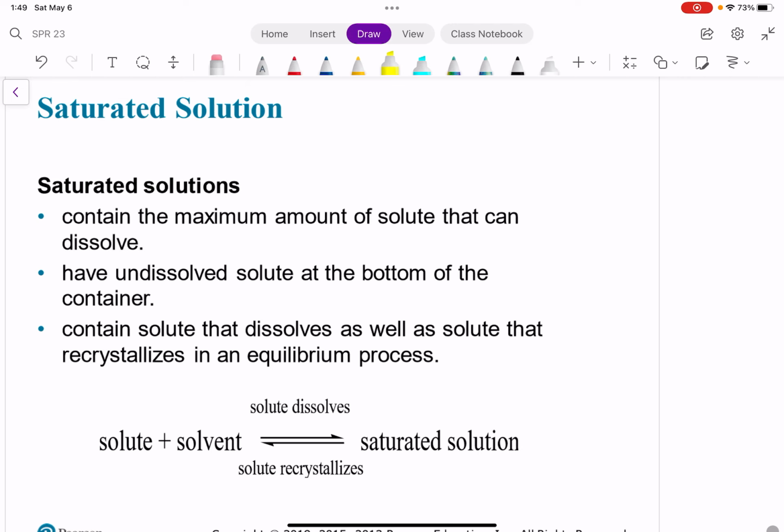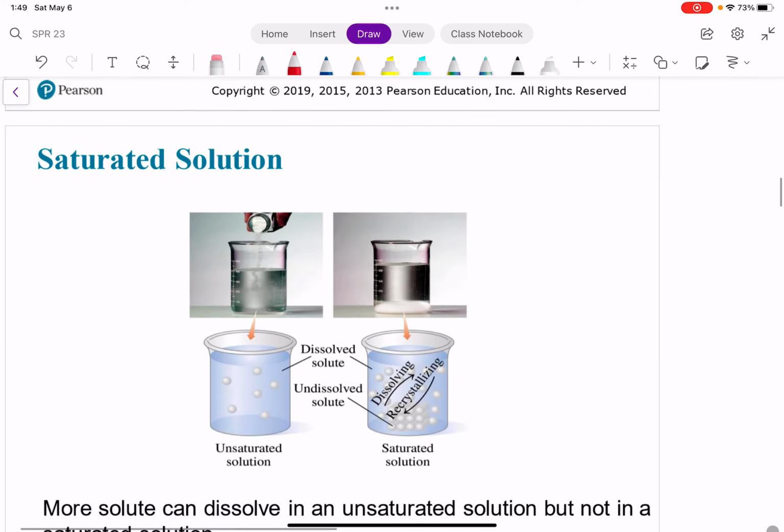Okay, and saturated solutions contain solute that dissolves as well as solute that recrystallizes in something called an equilibrium process. We haven't learned about equilibrium yet. We will in the future. For now, you can just think of it like we have in the beginning our solute and our solvent, right? And some of that solute is going to dissolve, but it's a saturated solution. So we're going to reach saturation, and then some of that solute is going to recrystallize because it's already reached that saturation point. It cannot dissolve any more of our solute. So again, you don't need to know too much about this, but it's just a characteristic of saturated solutions.